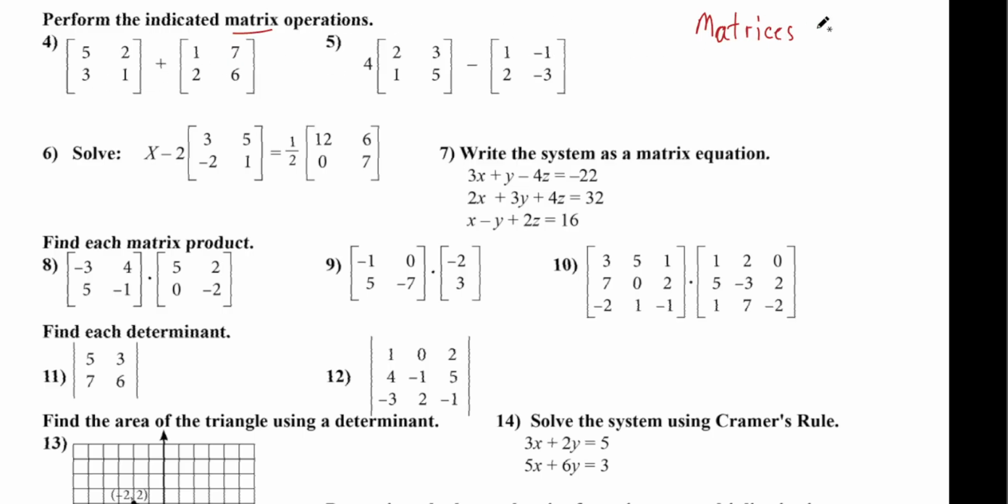Or if you have 2 of them, it would be 2 what? Matrices. All right, somebody get the door. All right, so how do you think, Ashton, you weren't here for this, but how do you think you would add these together?